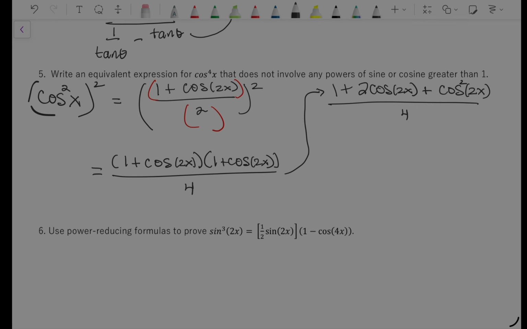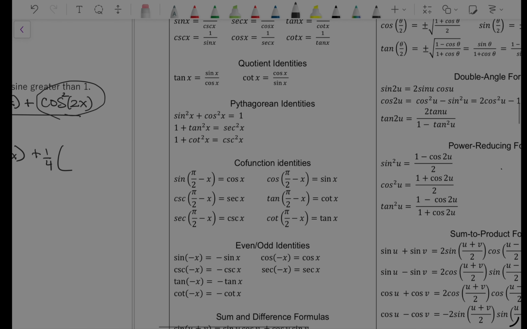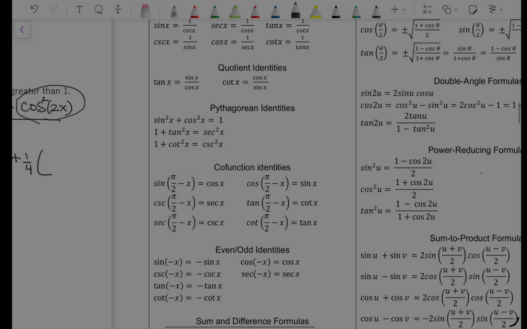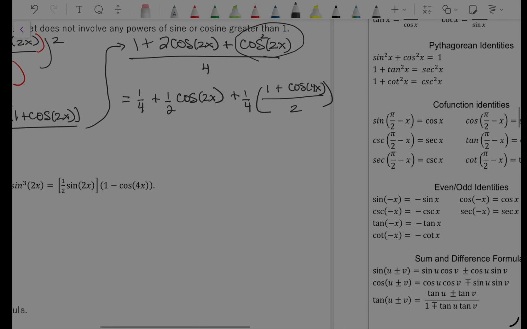In other words, 1/4 plus 1/2 cosine of 2x plus 1/4. Now this cosine of 2x squared, we're going to use that same power reducing formula again. But this will be a 4x now in there, all over 2. Okay? Clean up.